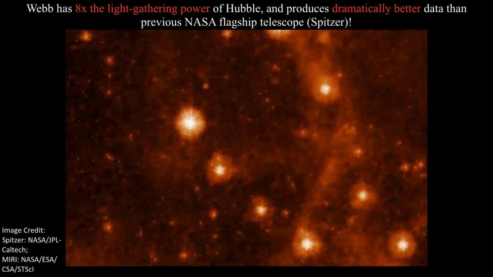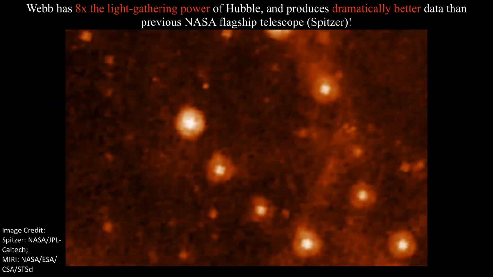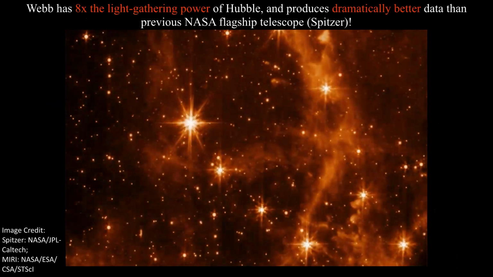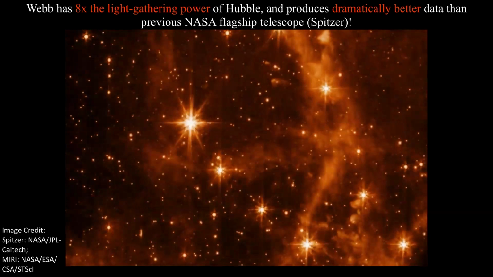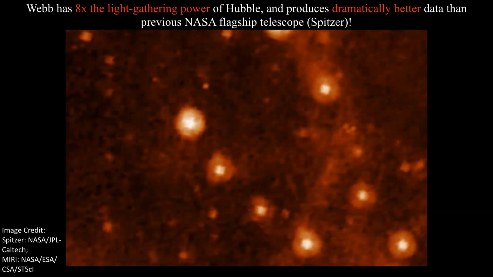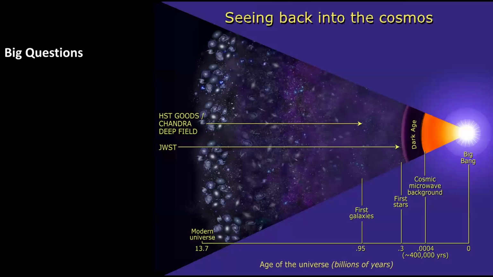It had something like 8x the light gathering power of Hubble, and it produces dramatically better images than the previous NASA flagship telescope in the infrared. And this is just comparing it to Spitzer. You just see all of these things pop out of the void. This is the power of Webb. And it can start doing this immediately, right out of the gate. This thing started showing the stuff we had never seen before, literally right out of the gate. And so we had a lot of big questions we want to answer with Webb.